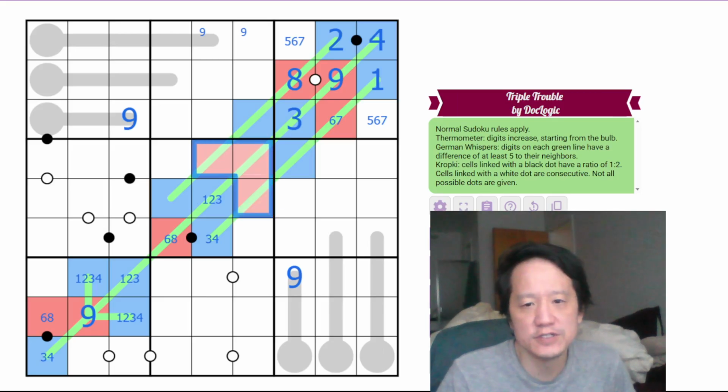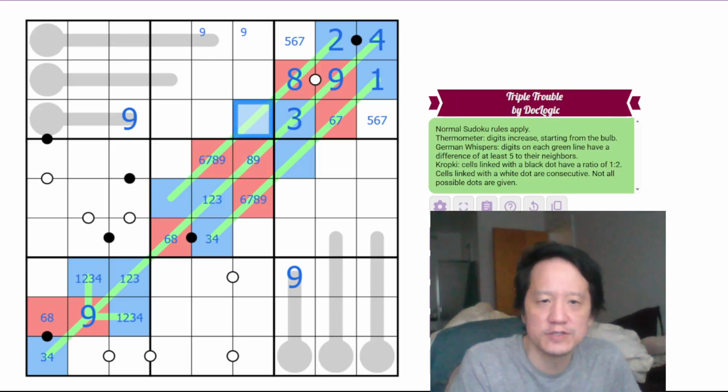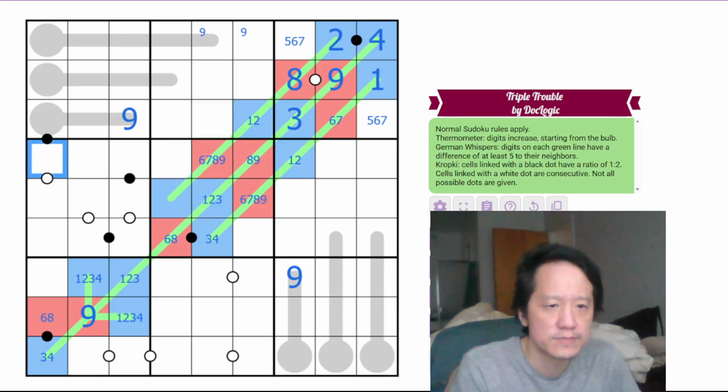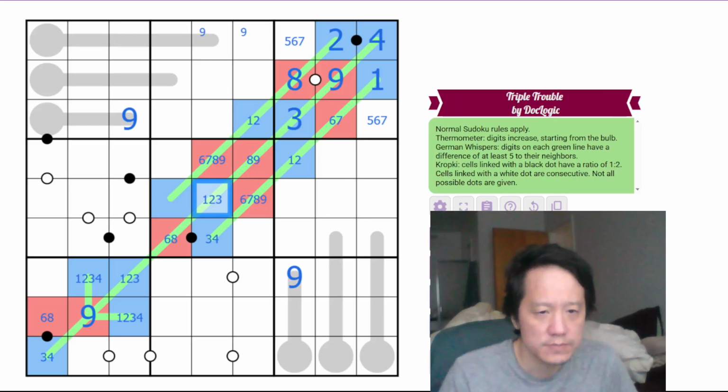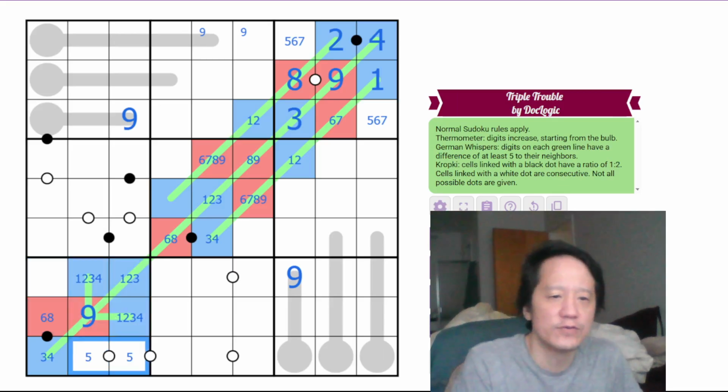We have the digits 6 through 9 here. This can't be 6 or 7 because it's next to a 3 on a German whisper line. This has to be 1 or 2 to be next to 8 on a German whisper line. This must be 1 or 2 to be next to 6 or 7 on a German whisper line. Okay, what else do we have? Remaining digits in this lower left-hand box are 5 through 8 because we already have all the lows.